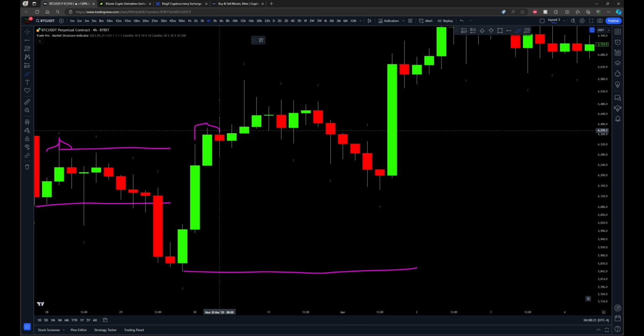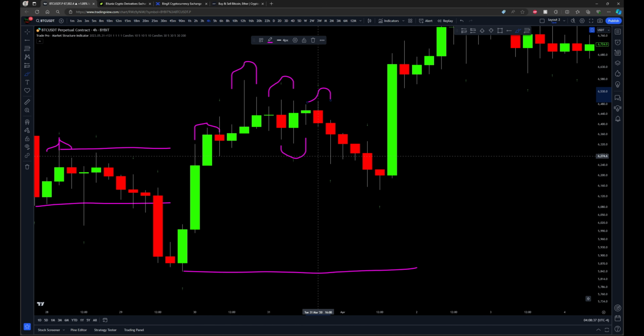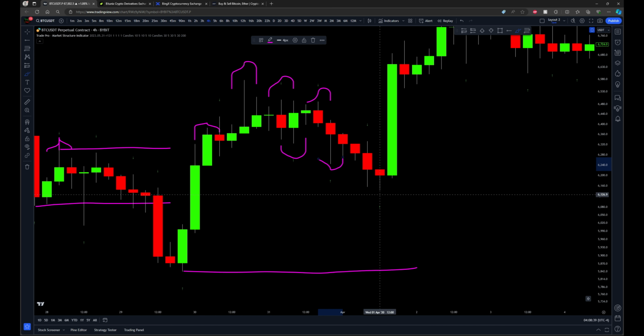And so we look for our pullback to begin. So we get a swing high right here, but then we're just followed by another swing high. Now here's where we start getting into more of a complex pullback. We get our swing high right here, another lower high, swing high, and then we get the swing low. So we get those consecutive swing highs and swing lows all in one pullback here.